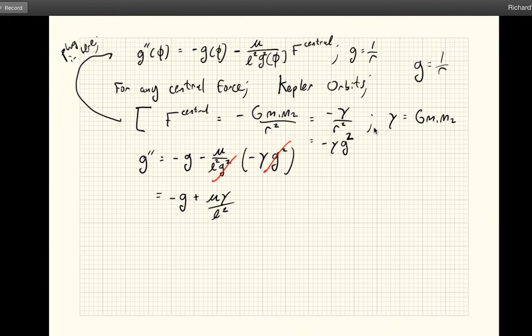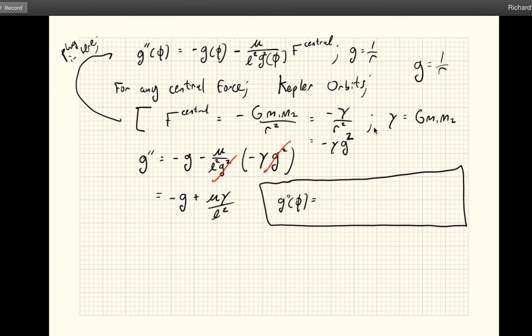So again, now our equation looks like this, just to be complete. g double prime of phi is equal to minus g of phi plus mu, the reduced mass, times gamma over L squared. L squared is the magnitude of the angular momentum, right? That's just a constant. This is just a constant, right? Now if you look at this part, well, that certainly looks like it's just our harmonic oscillator, right? A second derivative with respect to phi, and then we have a restoring force. This is a nice little minus sign, and so we see that this starts to look like something that we can investigate, okay?